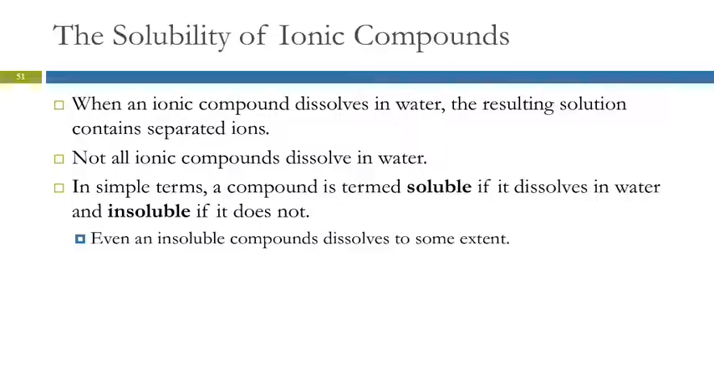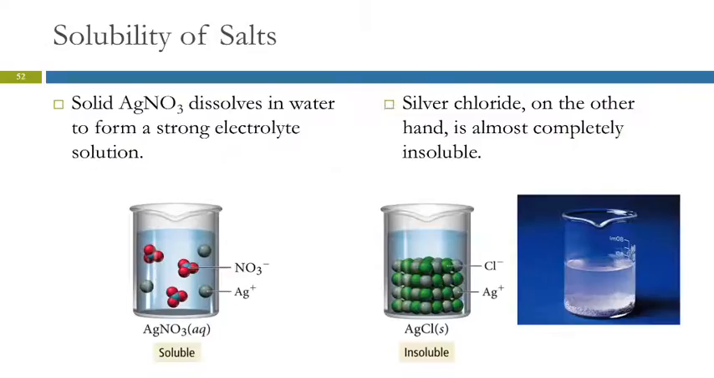We say that's insoluble. That does not mean that no silver ions are present in the liquid. It does not mean that no chloride ions are present in the liquid. It means that so few are present that it's not worth messing with. It doesn't matter. A few of them dissolved, but it doesn't matter. Most of them don't. So that's what insoluble means. Silver nitrate forms a strong electrolyte solution, dissolves very nicely. Silver chloride, not so much. So this is what you would see if you put silver chloride in solution. Okay, most of it just sitting on the bottom.